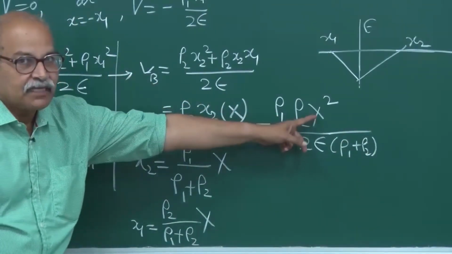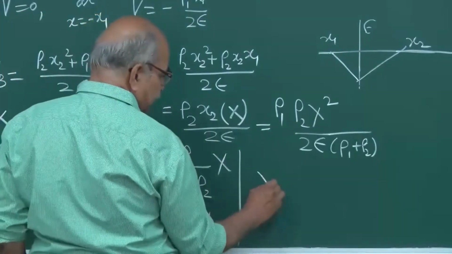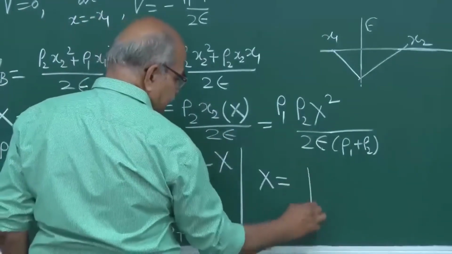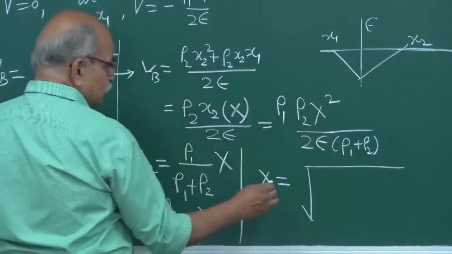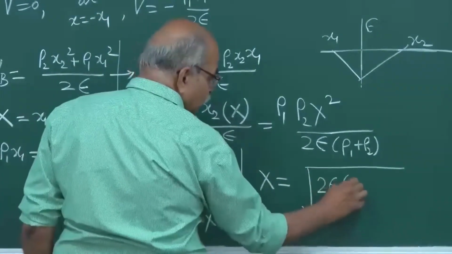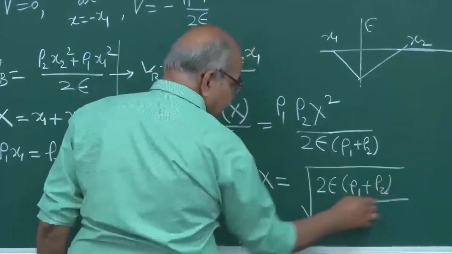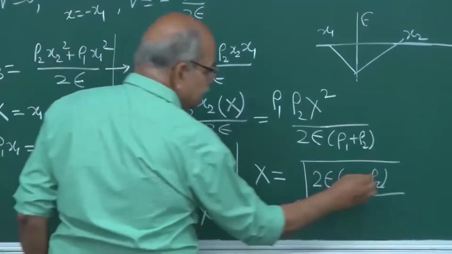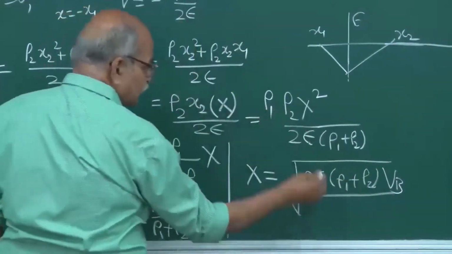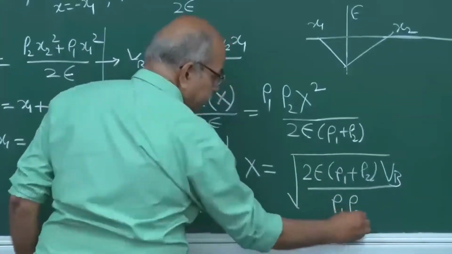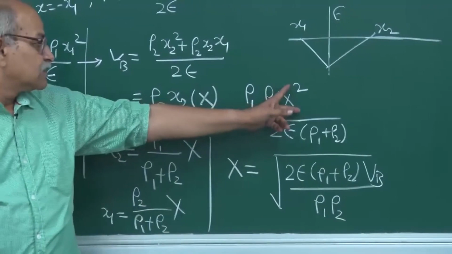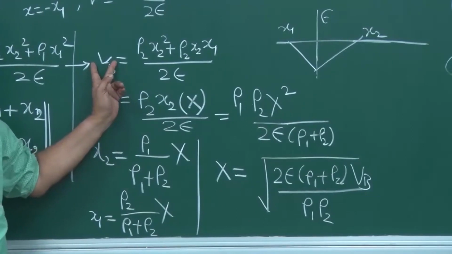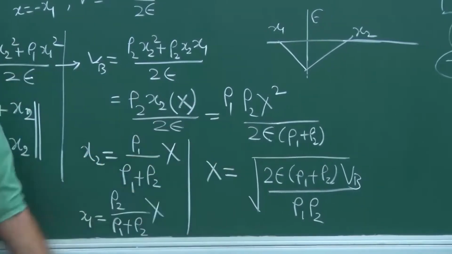So if you want to write capital X from here, this capital X will be, take this thing here and this thing down and then square root of it. So it is 2 times epsilon rho 1 plus rho 2 divided by this, multiplied by this VB here and divided by this rho 1 rho 2 here. Alright, X square. So this will go here: 2 epsilon rho 1 plus rho 2 into Vb, and then divided by rho 1 rho 2, and then the square root. So this is it.